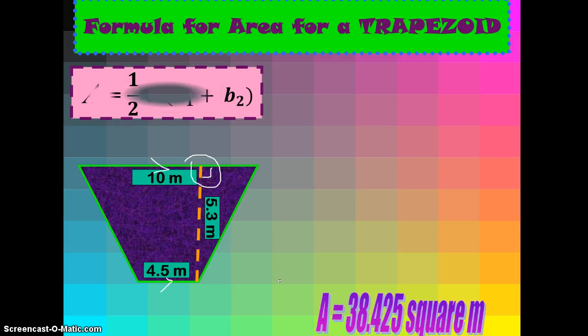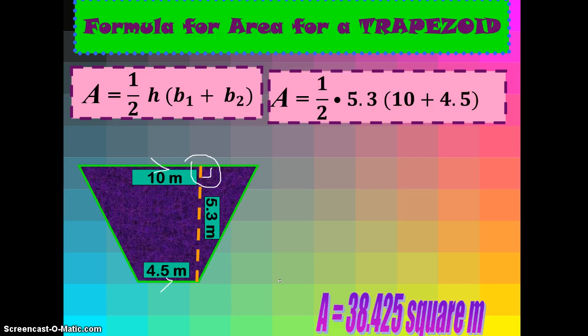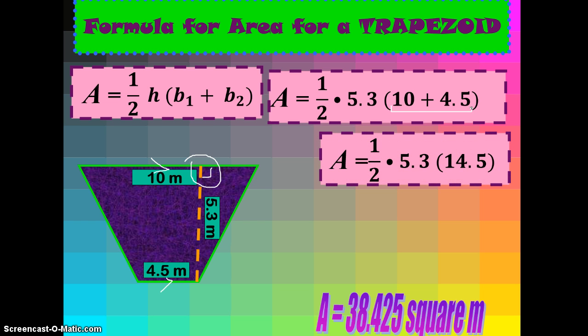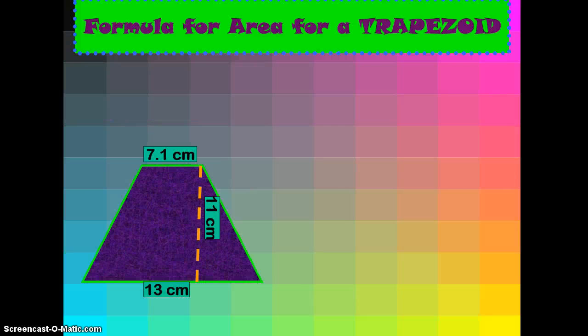Okay, so we've got our formula 1/2 times the height plus the sum of base 1 and base 2. Order of operations say add. So we're going to add. And this probably would be a good time to use that 0.5 equivalent for 1/2. And we're going to work that in order from left to right. And then you get the area of 38 and 425 thousandths square meters.